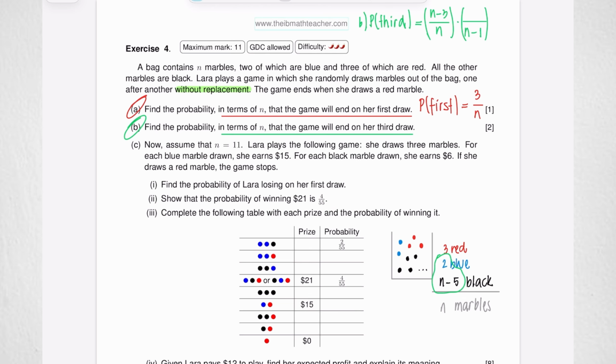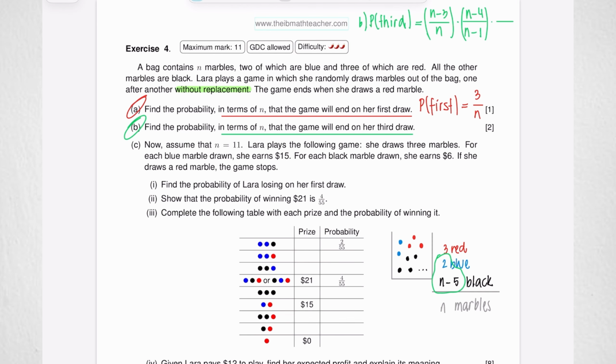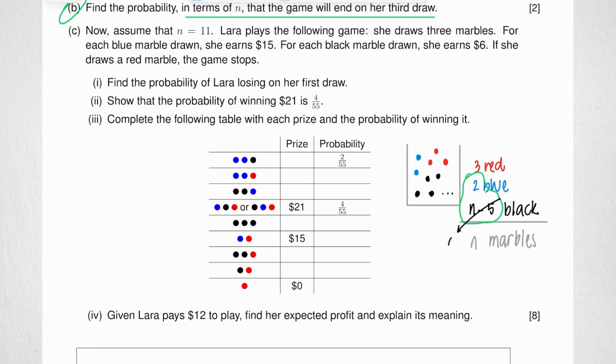Now on the second draw, there are n minus 1 options because one of them is not being replaced, which could be a blue or a black. And now we have n minus 4 options, so 1 option less. And on the third, she needs to draw one of the red ones out of n minus 2. We have n minus 2 in total now, given that we have 6 black marbles.